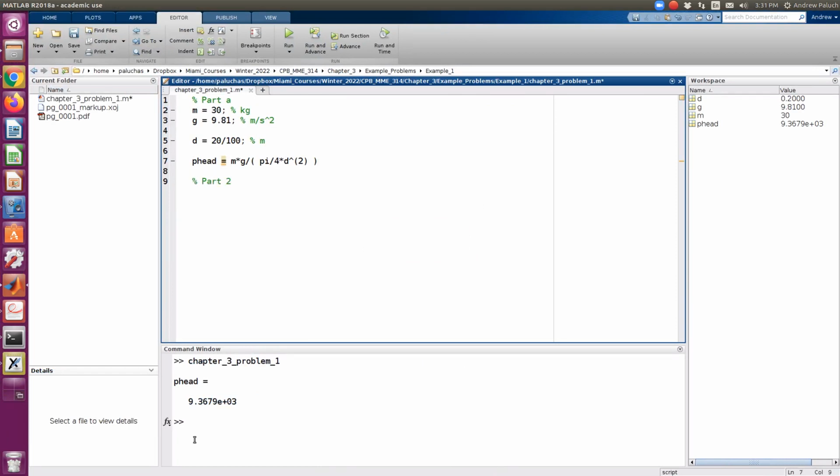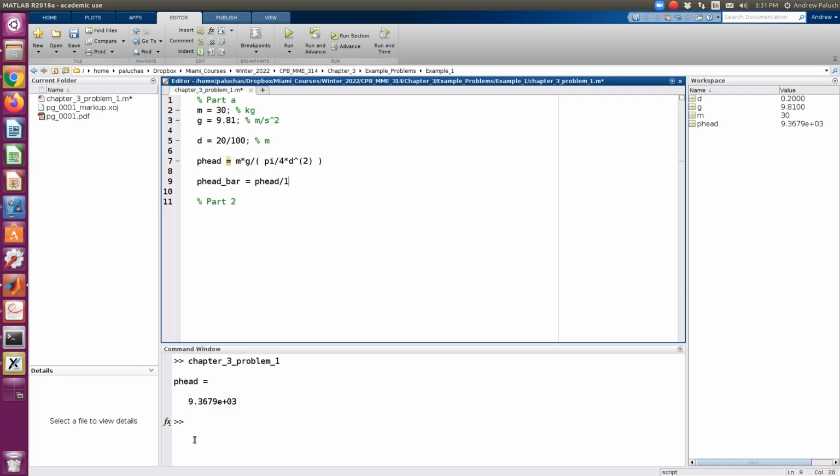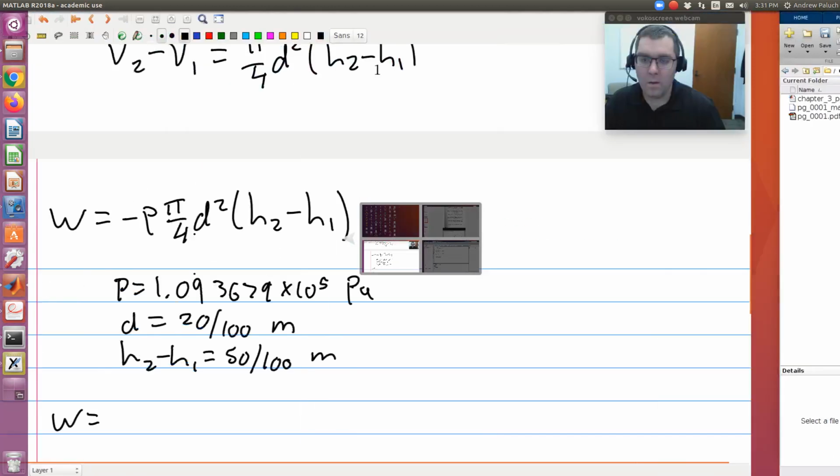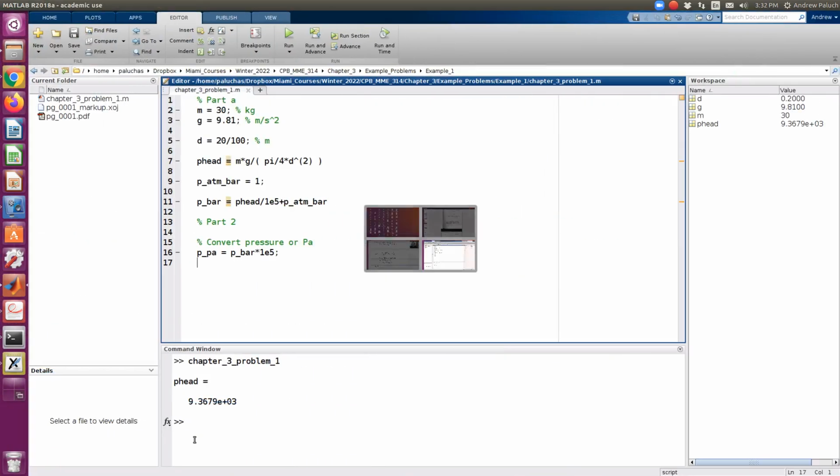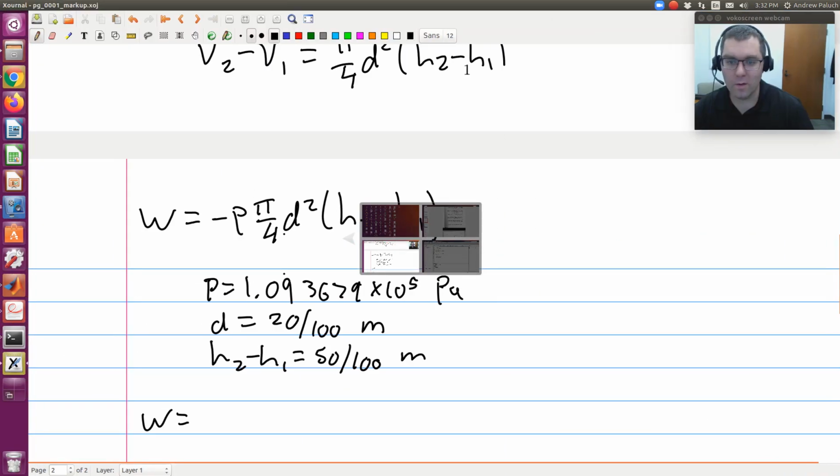All right, so what I'll do here to get this, let me just compute P head in bars, which was equal to P head divided by 1e5. And then I'm going to add that. So P of my surroundings in bars was 1. So my external pressure in bars was my pressure head converted to bars plus the pressure of my atmosphere in bars. So then part 2, first thing I'm going to do is convert pressure to pascals. So I'll work in pascals. Diameter I already have in there, and then let me just call it DH. h2 minus h1 was 50.